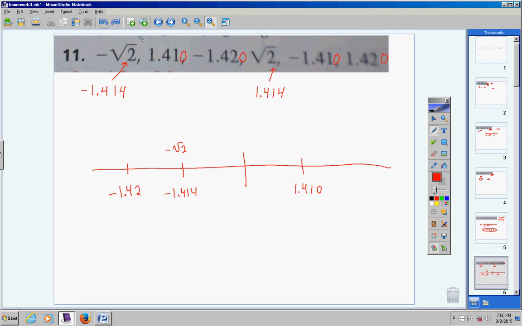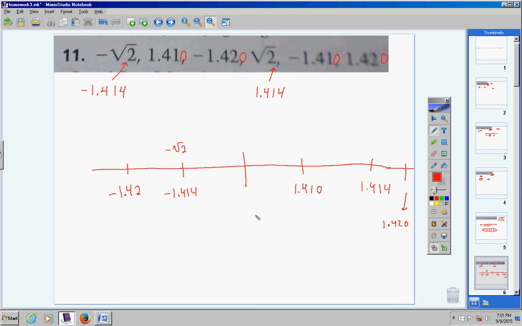So over here to the right, I'm going to put 1.414. And then lastly, right here, I have 1.420. That would go right here. 1.420. How did I know that? Because I'm at 4.14 or 414, then 415, 416, 417, 418, 419, 420. Okay, so there we go. Now, to write these going left to right is pretty simple.